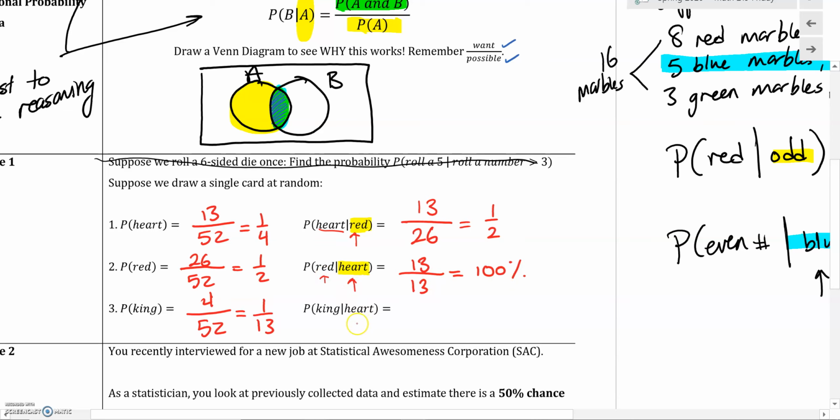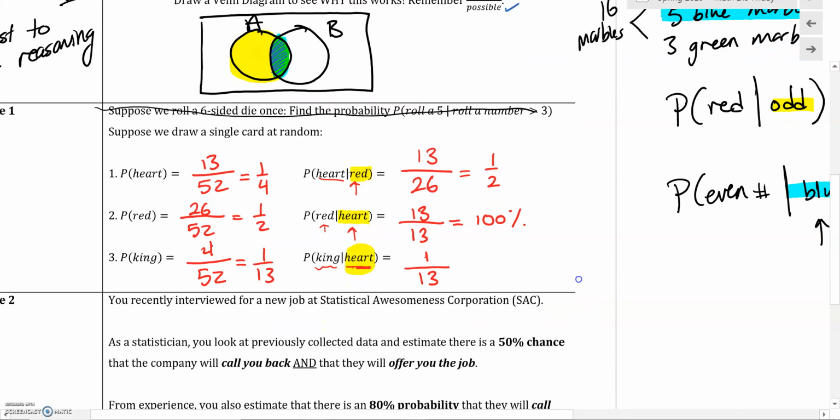Okay, let's try this last one. What's the probability of getting a king given that you've drawn a heart? So again, I pulled a card and I just tell you, well, it's a heart. So knowing that it's a heart, what's the probability that I'm holding a king? Well, there's 13 hearts available. And if you look back at the diagram or you know your cards, there's only 1 king of hearts. So there's only 1 chance to get a king if I'm holding a heart in my hand. So 1 out of 13 would be it.